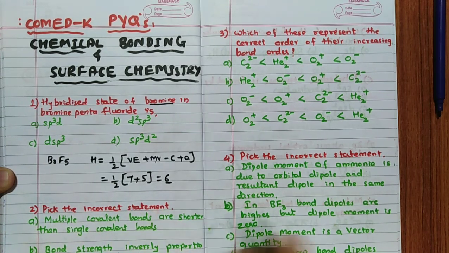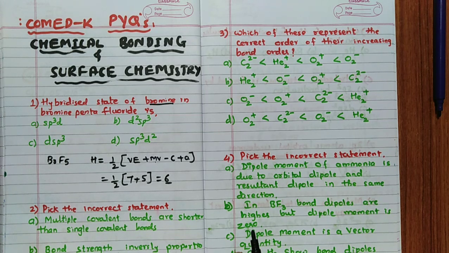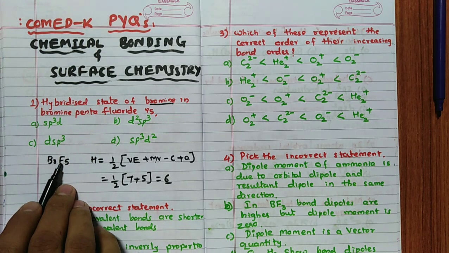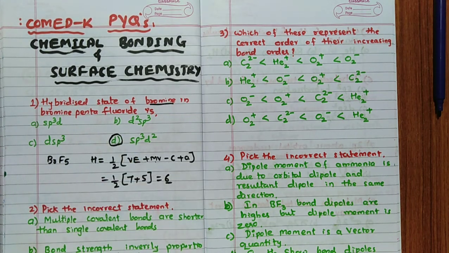Remember, 6 means sp3d2 or d2sp3. Two options left. But remember, in this case, it is sp3d2. So because in case of the bromine, remember, F is weak ligand, hence it will not pair up the electron. So the answer for this question is D.